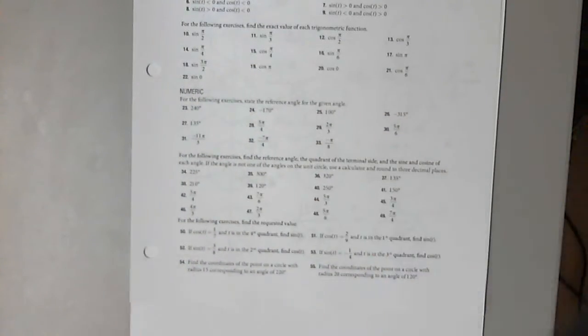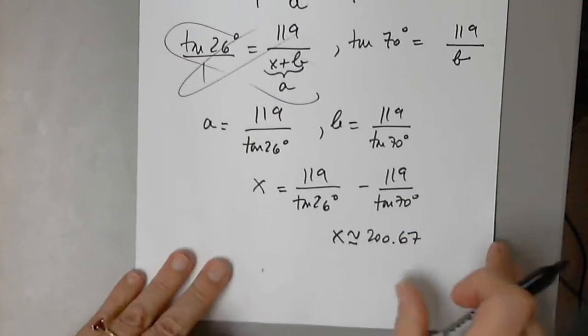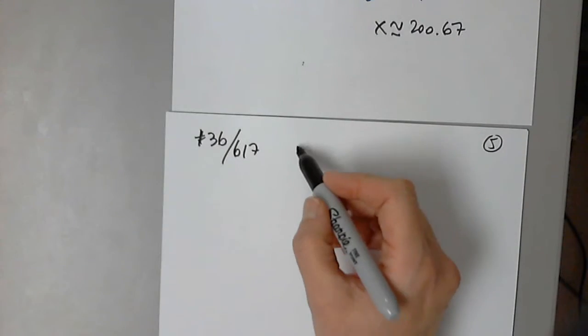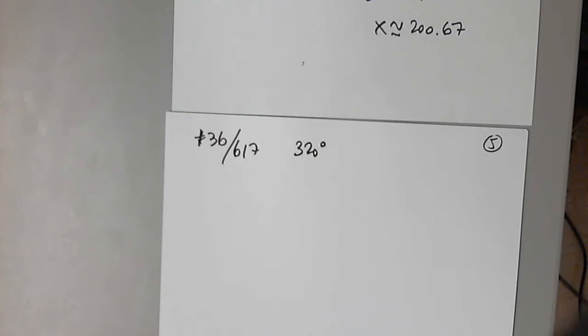Very simple. Okay, so I think we should start with a problem from here. Anything you'd like to start with? Anything? 30. From 34 through 48. Which one? 36. 36 it is. So let's start. So 36 on page 617. Okay, 36 has 320 degrees. And it says, find the reference angle, the quadrant of the terminal side, and the sine and cosine for each angle.